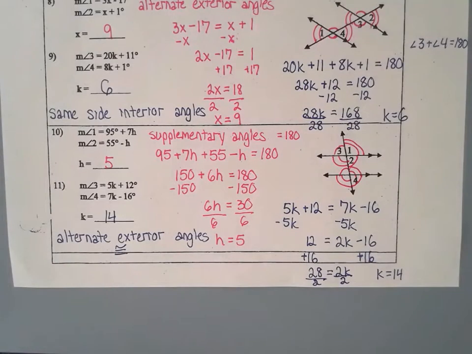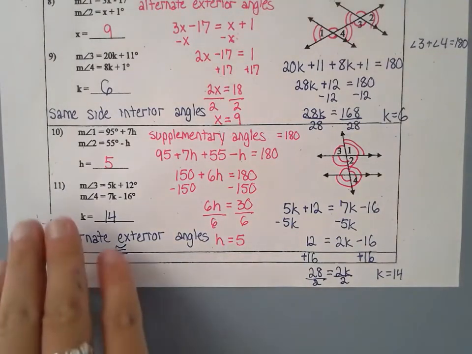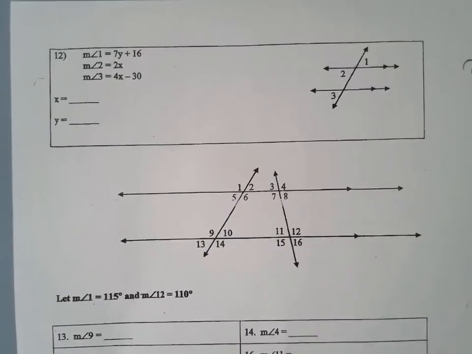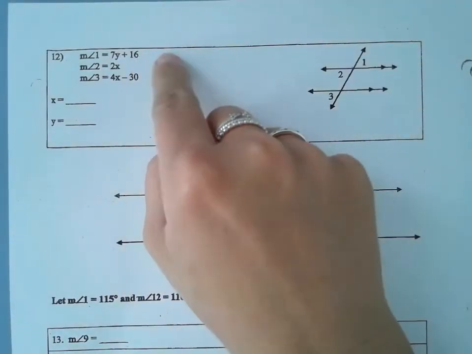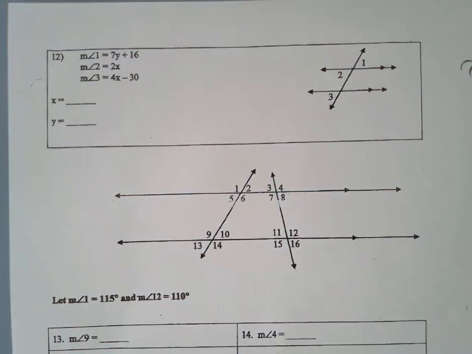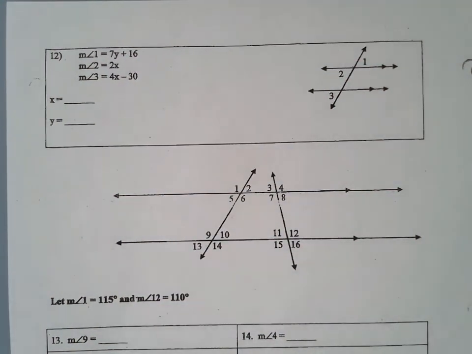We're going to move on to our last page of notes to go over just a couple more of these problems. As we look at number 12 here, one thing I'd like to point out is that we have 3 angles here, but each of these 3 angles have different variables. This is going to impact how we solve this problem.